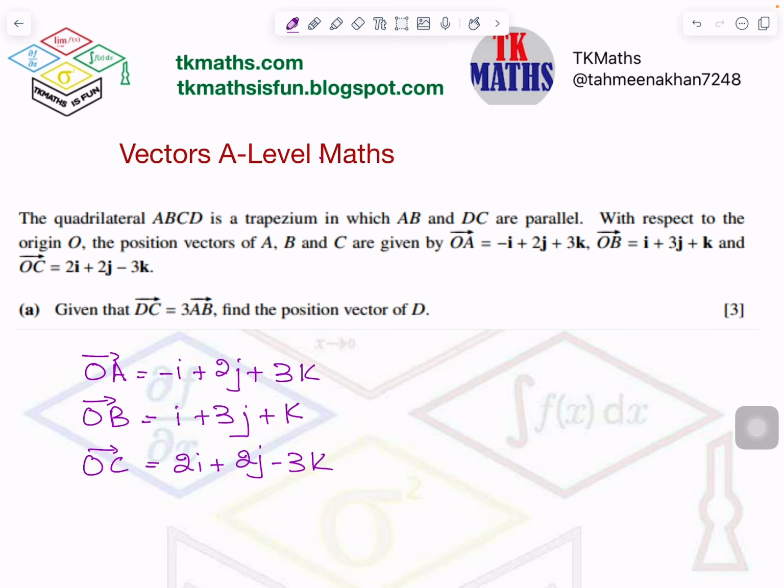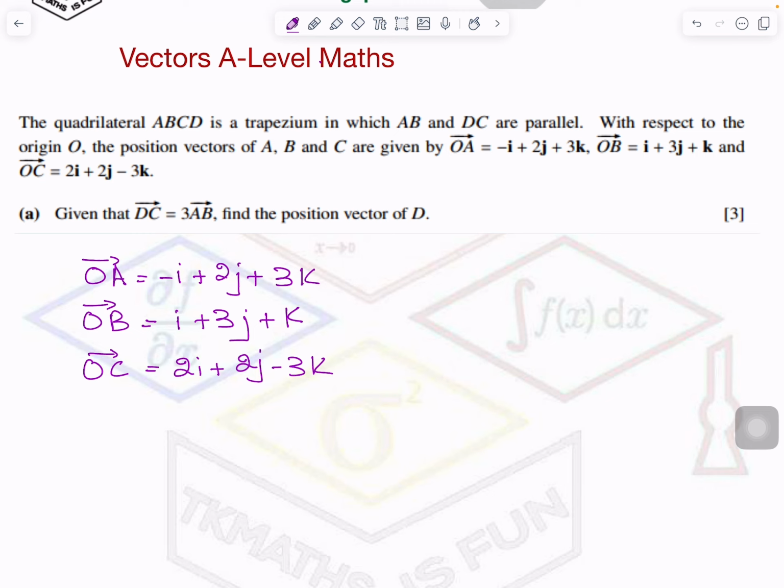It is a trapezium in which AB and DC are parallel. Though we don't need to draw the sketch here, to visualize it better, if you want to do so, you can do this. Now AB and DC are parallel, right? So suppose I am taking AB in this direction, and I'm taking, for example, DC also here, parallel to this. So this is DC.